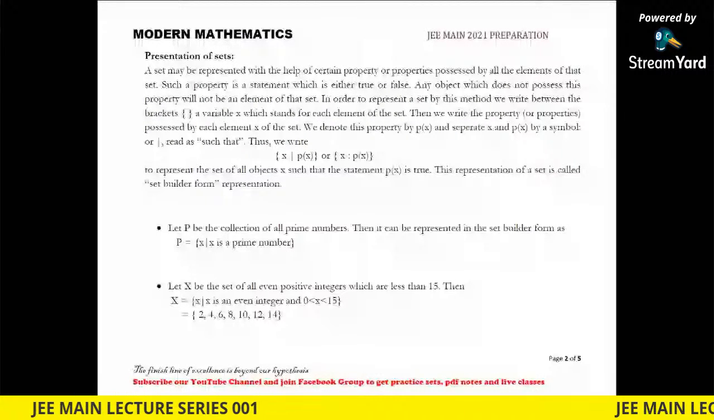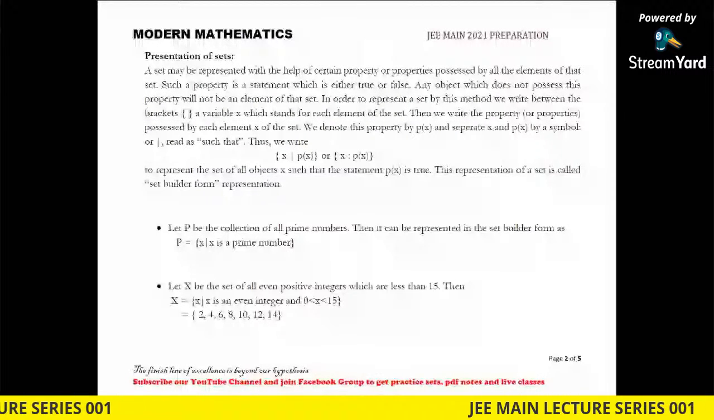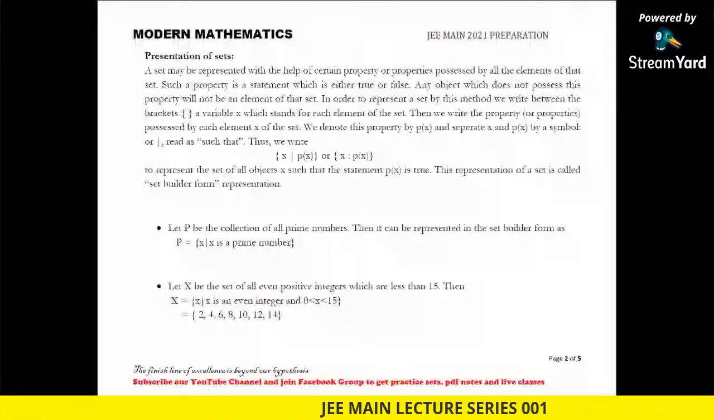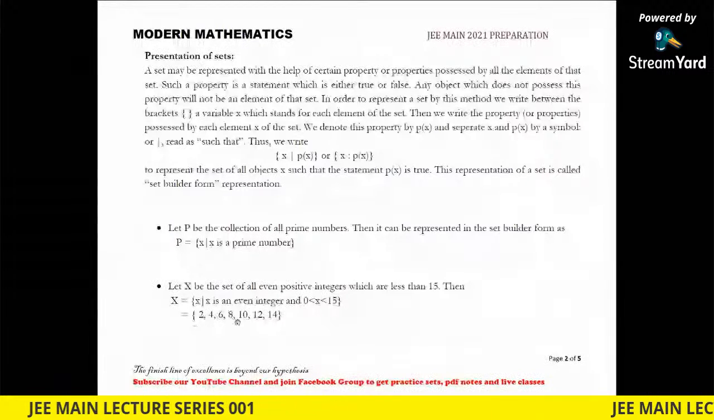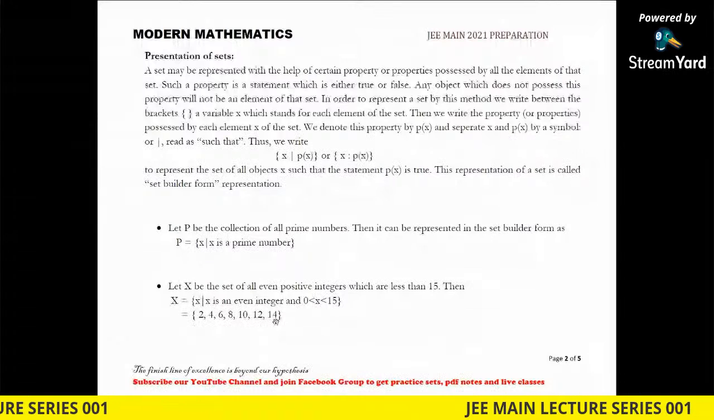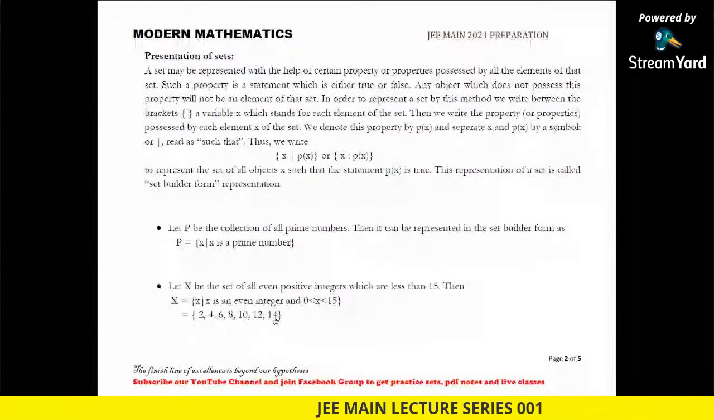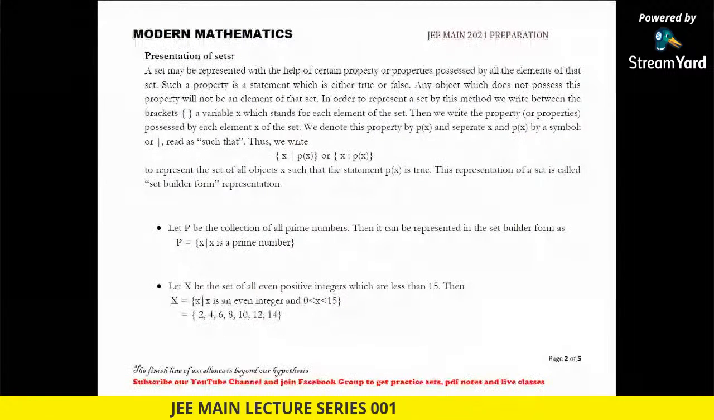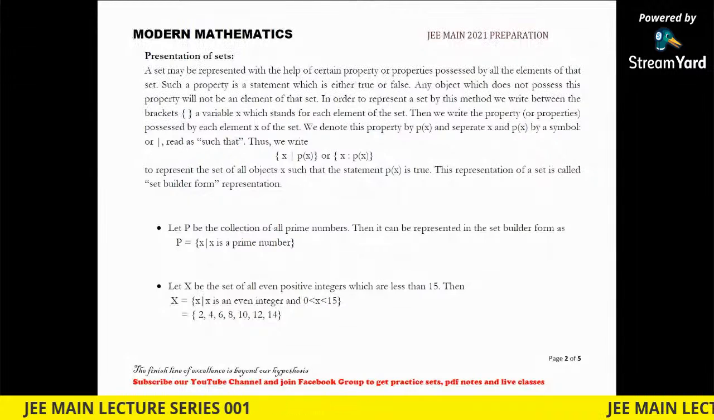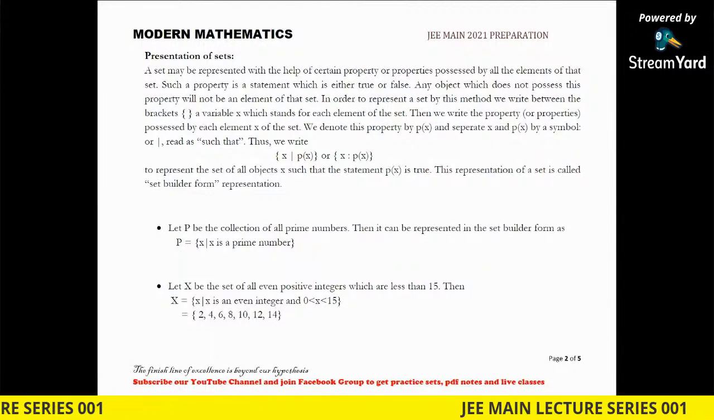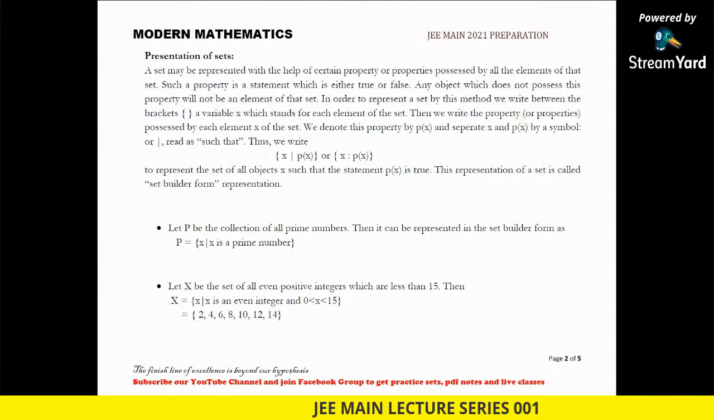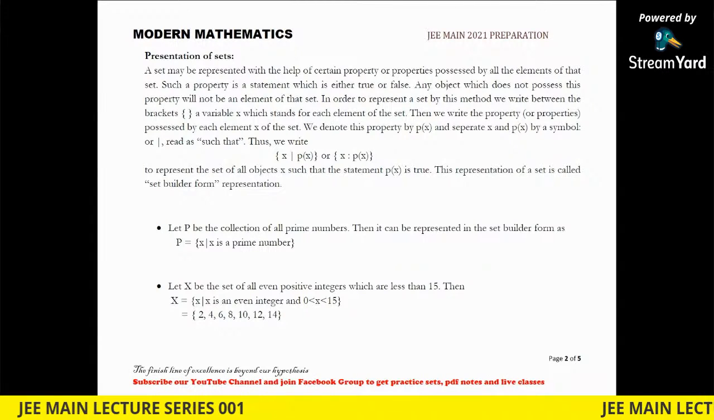In the roster method, the elements are represented explicitly. Here you can see 1, 2, 4, 6, 8, 10, 12; the elements of this set are expressed clearly, represented explicitly. So this is a roster method. That is the first example.